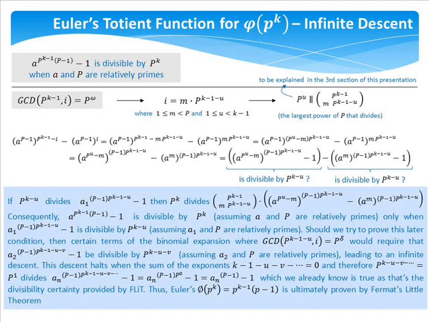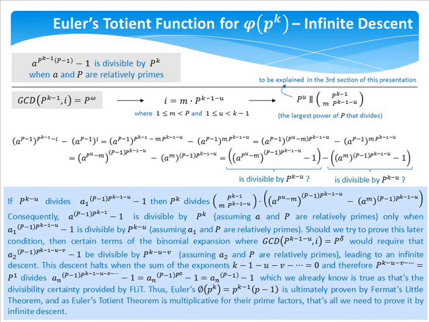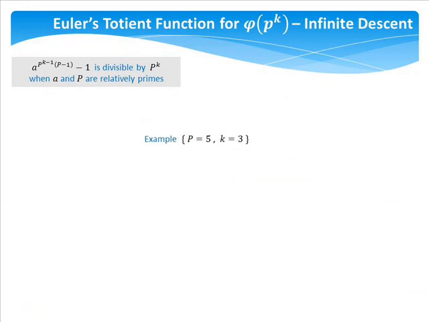Thus, Euler's Totient function for p raised to k is ultimately proven by Fermat's little theorem. And as Euler's Totient theorem is multiplicative for their prime factors, that's all we need to prove it by infinite descent. Well, that explanation might have been a bit too wordy. An example will make it easier to understand.